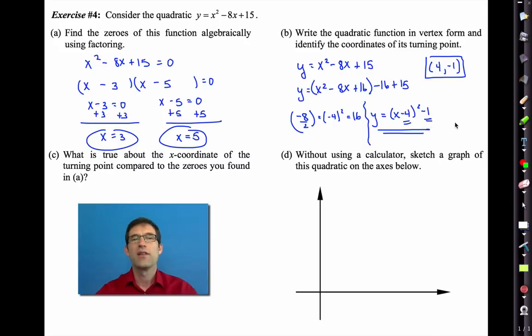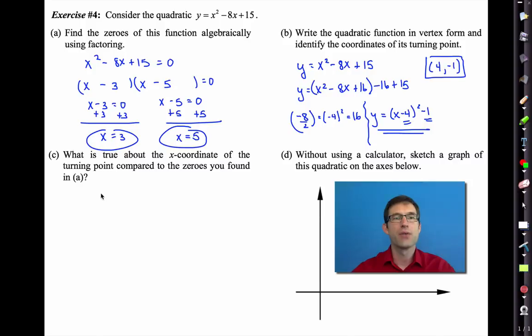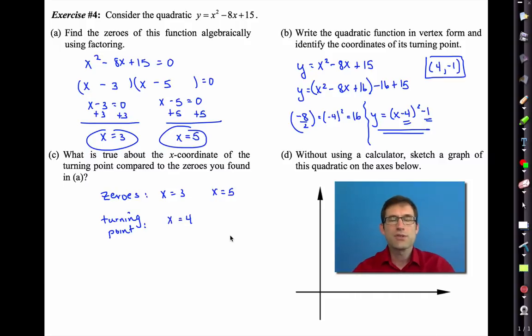Now, letter C. So this is really the bigger point of the problem. What is true about the x-coordinate of the turning point compared to the zeros you found in A? So let's summarize. The zeros were x equals 3 and x equals 5, and the turning point was at x equals 4. So think about that for a minute. Well, what's true about those?